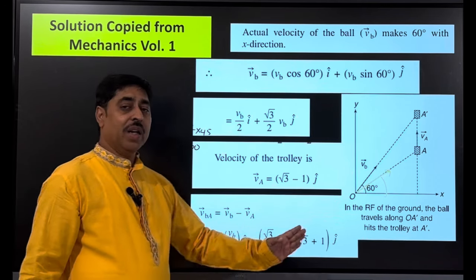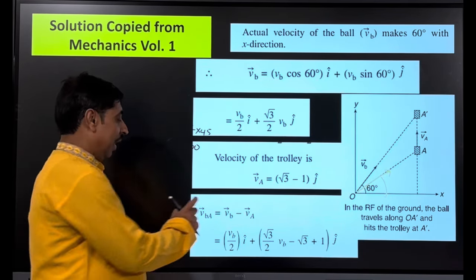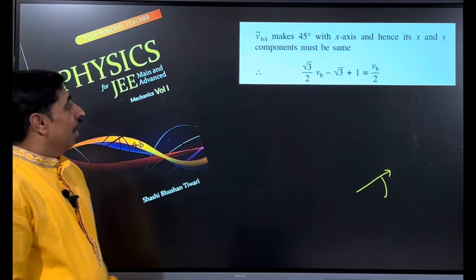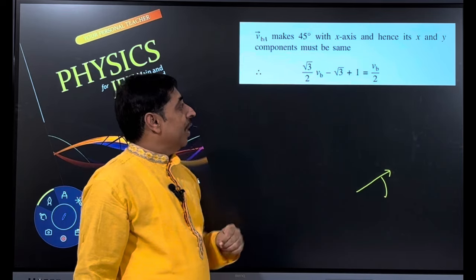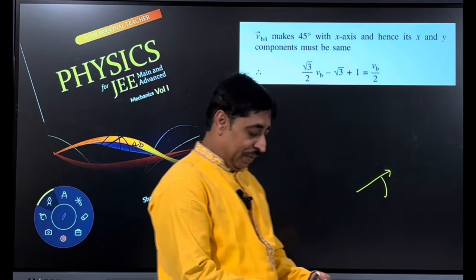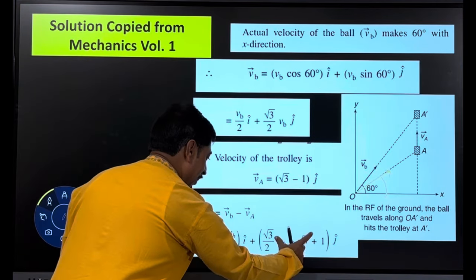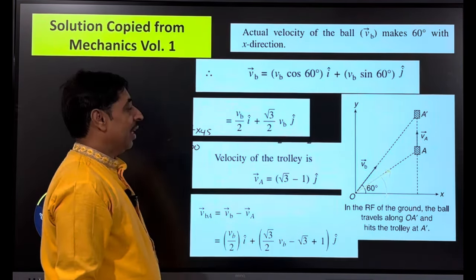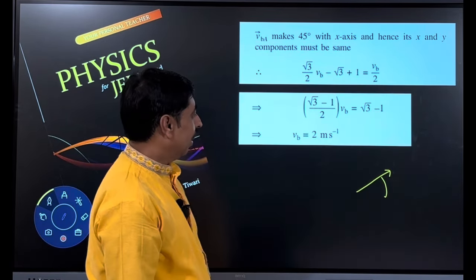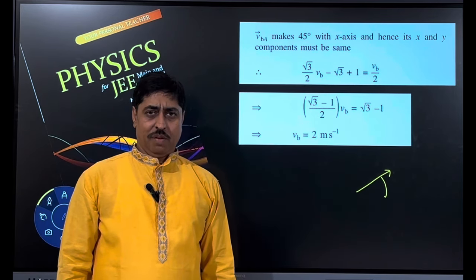When a vector is making an angle of 45 degrees with the x-axis, it simply means the x and y components must be the same. So if VBA makes 45 degrees with the x-axis, it simply means that the x and y components of this vector must be the same. So here this is the x component, this is the y component, this is equal to this. If you write it like that and simplify it for VB, you get the speed of the ball, which turns out to be 2 meters per second.